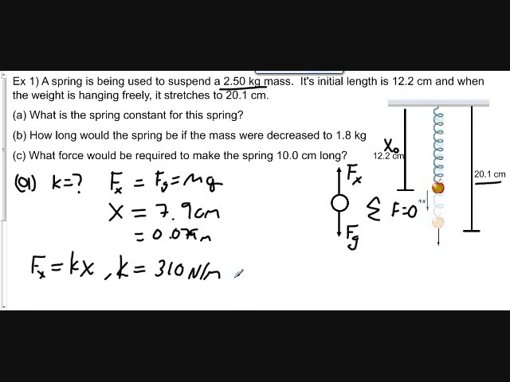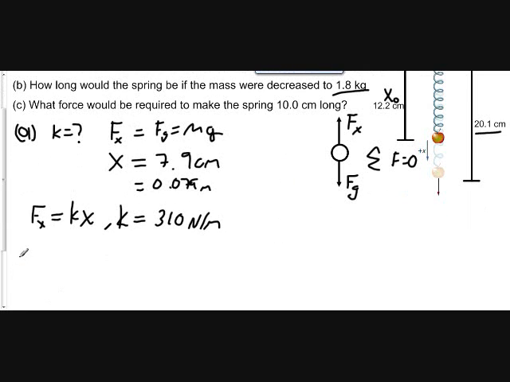So the next question: how long would the spring be if the mass were decreased to 1.8 kilograms? Instead of hanging our 2.5 kilograms, I'm going to hang 1.8 kilograms. I hope you can see that it will be somewhat shorter than 20.1 centimeters because it's not as big a mass. With that ballpark in mind, let's go back and do a calculation.